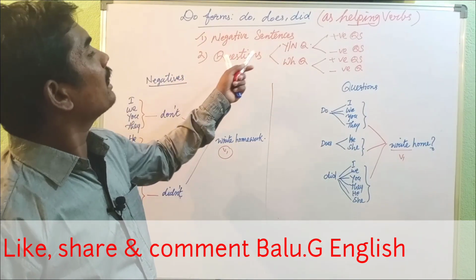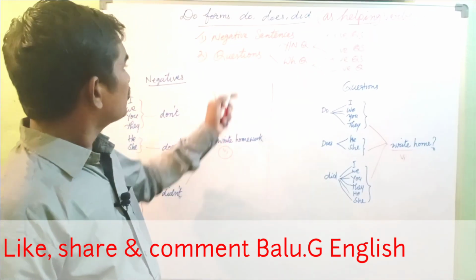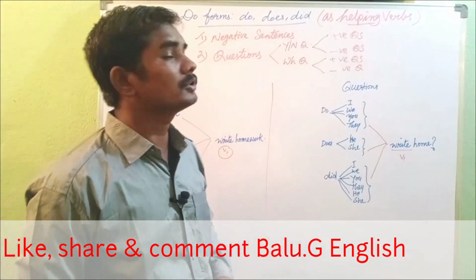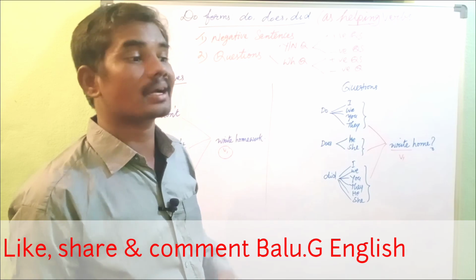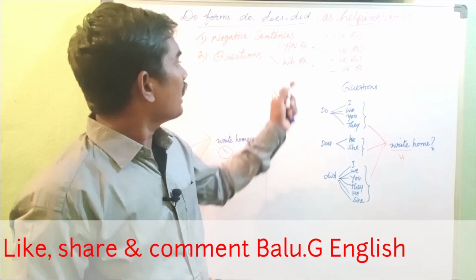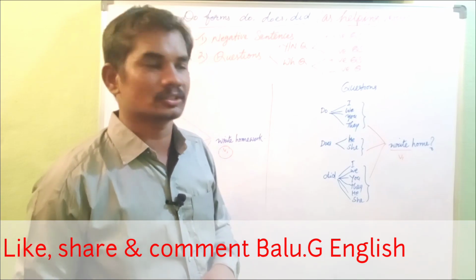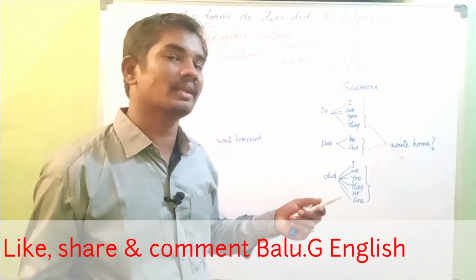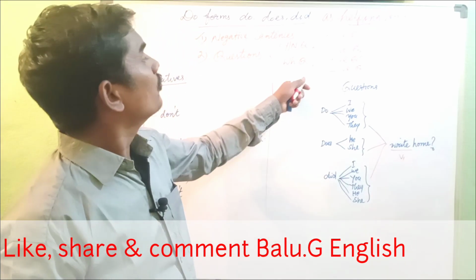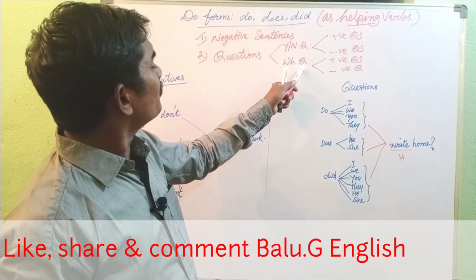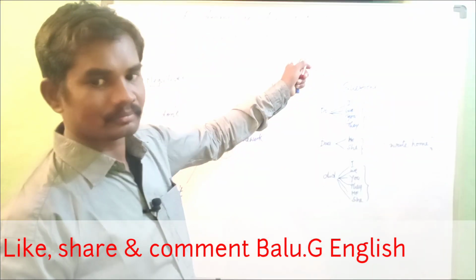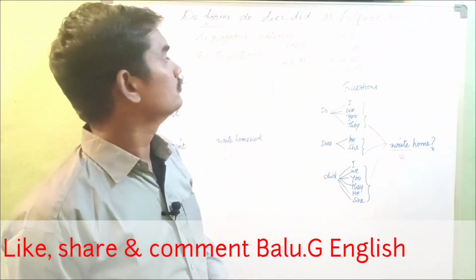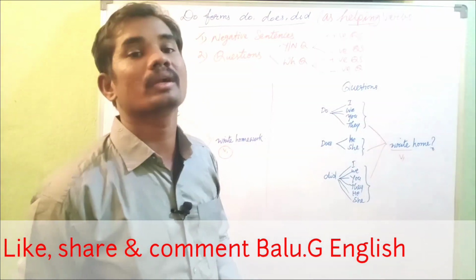And the second concept: to make questions we use these do forms. Those questions are yes or no type questions and WH questions. Yes or no type questions are known as confirmative questions. We are confirming whether yes or no. And WH questions are known as informative questions. We get information by asking WH questions: what, why, where, when, who, whom, whose, which, like that. So to make informative questions and confirmative questions, and even the yes or no type questions, they can be positive or negative, and even informative questions can be positive or negative.